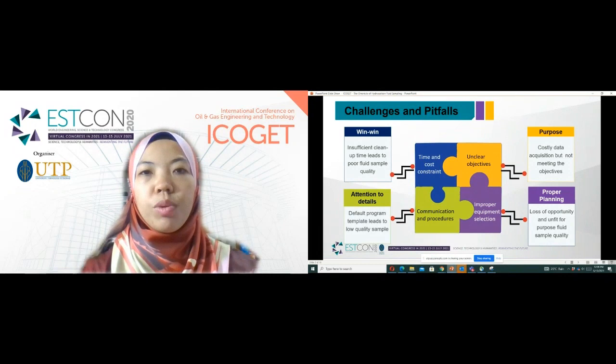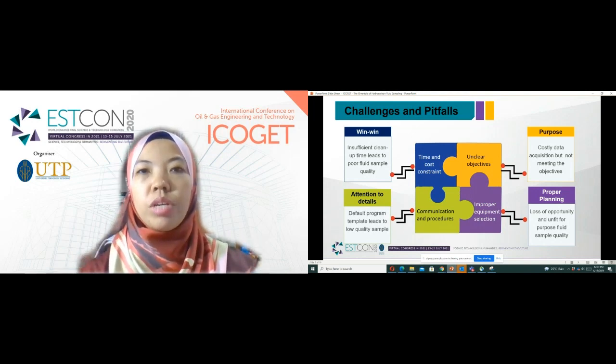And right from the beginning, we must have a clear objective on why we take the fluid samples, whether it is for hydrocarbon fluid identification only, or for a high quality PVT sampling job. And the most critical part is to have proper pre-job planning to avoid the loss of opportunity in acquiring a downhole sample due to improper planning and improper selection of the downhole tool and equipment.